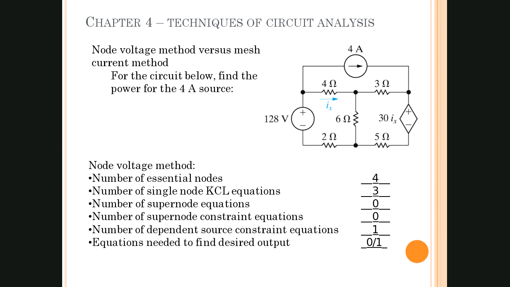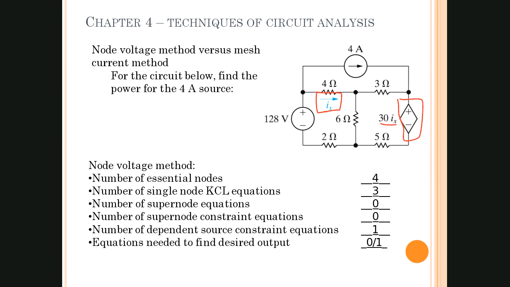And again, the number of dependent source constraint equations. Now in this particular circuit, they did give us a constraint right here. And the constraint is 30Ix. All we're saying is that the voltage of this dependent source depends on 30 times whatever the value of Ix is, and Ix is actually indicated right over here. So whatever the current is at the 4 ohm resistor here, which is Ix, is going to affect the dependent source. That is what we call the constraint. Right?